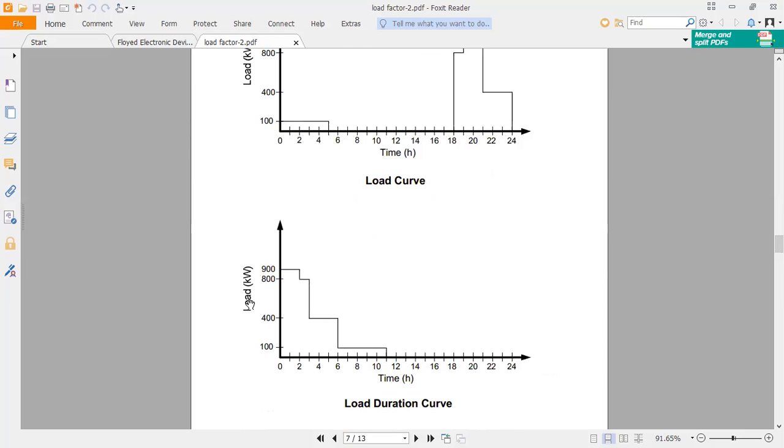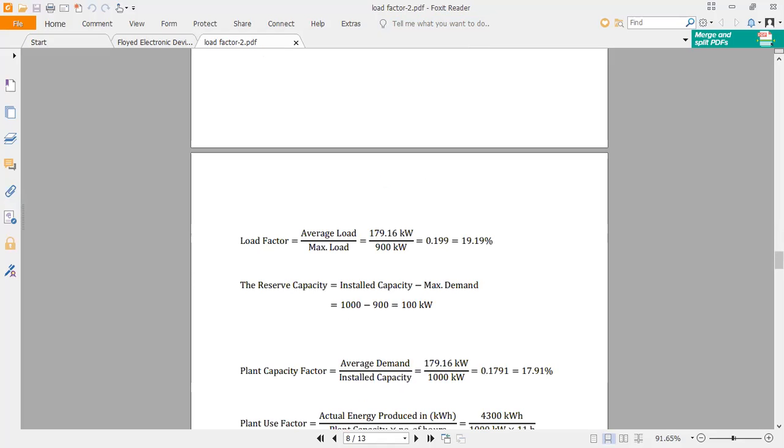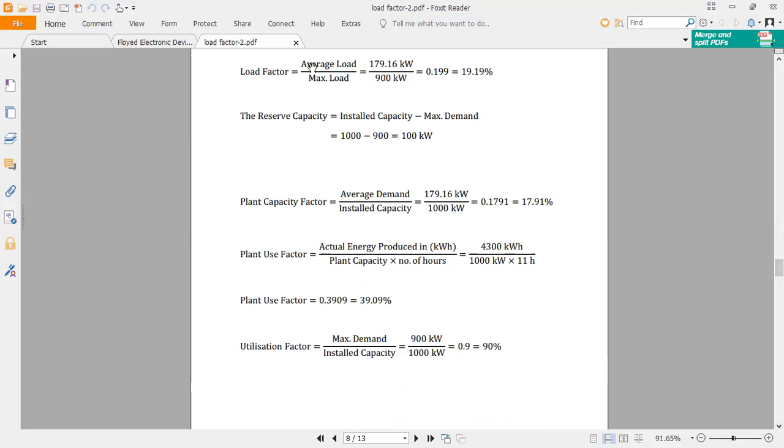Okay, we already discussed the load curve. From 0 to 2 hours the load would be 900 kilowatt, and from 2 to 3 a.m. it would be 800 kilowatt, and from 3 to 6 a.m. it would be 400 kilowatt, and from 6 to 11 it would be 100 kilowatt. This is part 1 of our question.